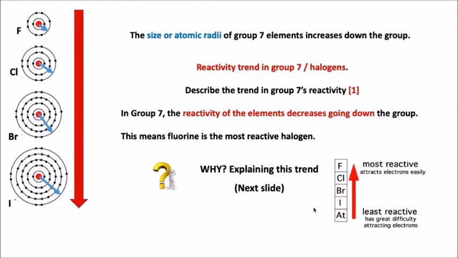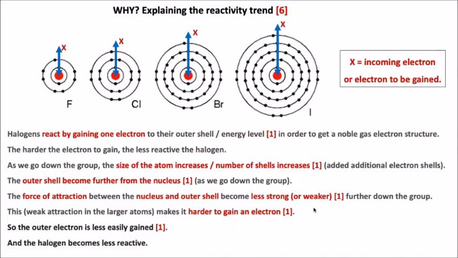Now the question is, how do we explain this trend? Because here we can see that size is increasing, reactivity is decreasing. How do we explain this trend in reactivity? I've got a lot of things written here. I don't want you to panic too much. I'm going to use the diagram at the top to explain, and then I'll refer to what I've written below.